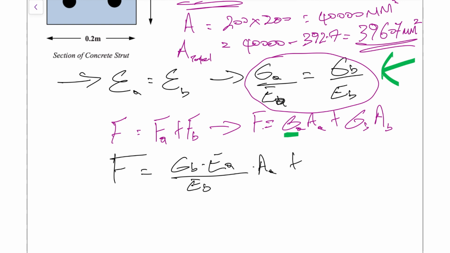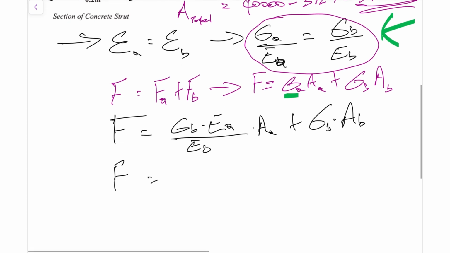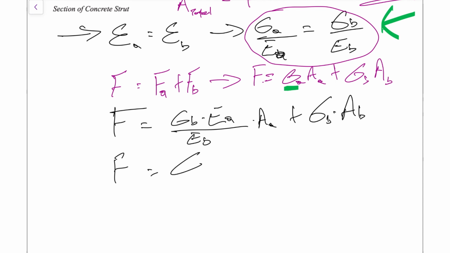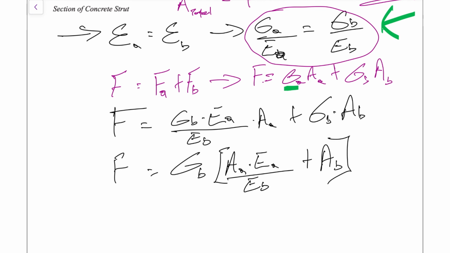And that's just going to be added with stress B times area B. Now that's the final formula, and from the looks of things we have stress B that's common to both, so we can just factor out our stress B there, and what we're going to be left with is area A times modulus of elasticity A over modulus of elasticity B, plus area B. So that's the final formula.